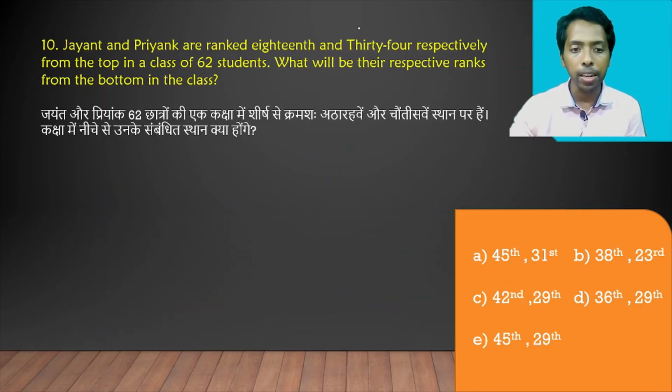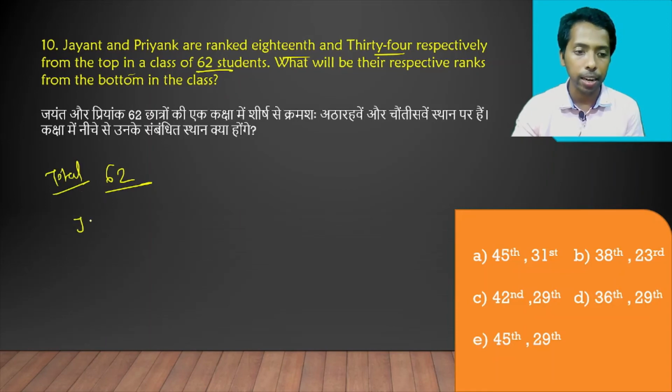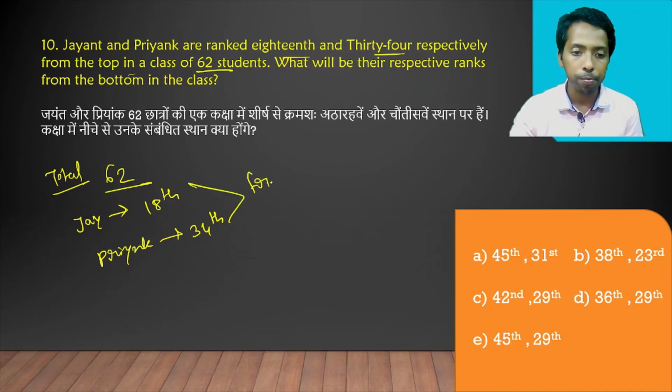Jayant and Priyank are ranked 18th and 34th respectively from the top in a class of 62 students. So the total number of students is 62, this is the total given. And Jayant and Priyank's rank: Jayant's rank is 18th, Priyank's rank is 34th. Right? And these are all given from the top. So we have to find out the respective ranks from the bottom.